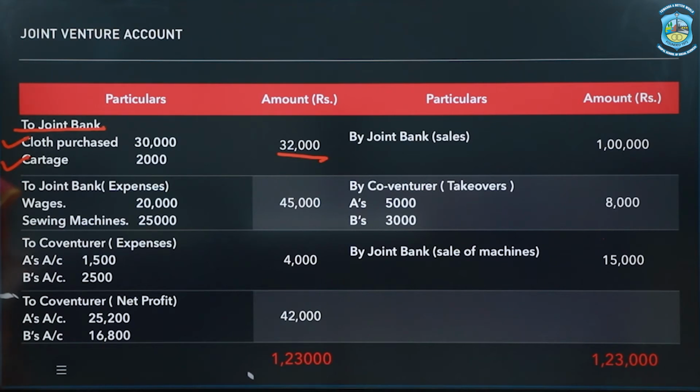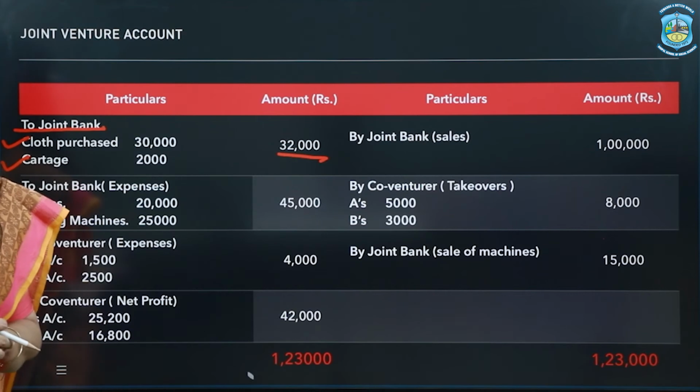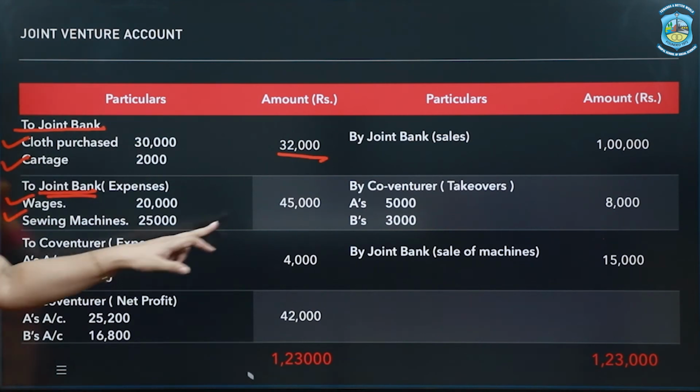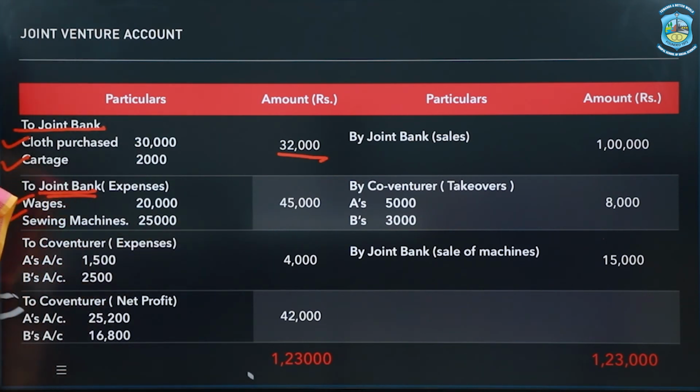Then there is a payment of 20,000 wages and a purchase of 25,000 worth of sewing machine, which is again an expenditure on the joint venture. So we are recording it again on the debit side for payment of wages and sewing machine from the joint bank account, right? And this 45,000 comes as the total expenditure made for the joint venture.